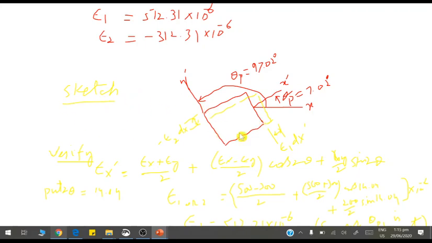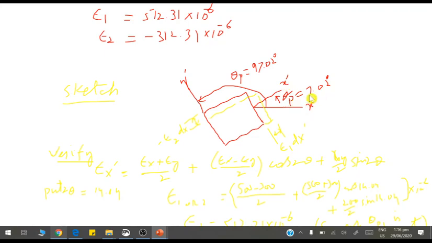If you want to sketch, this will be the original, and after deformation it will be like this. This one is positive epsilon, and this is negative, so it is contracted here and elongated here. And the normal axis is this one, after rotation of 7.02 degrees, this one.